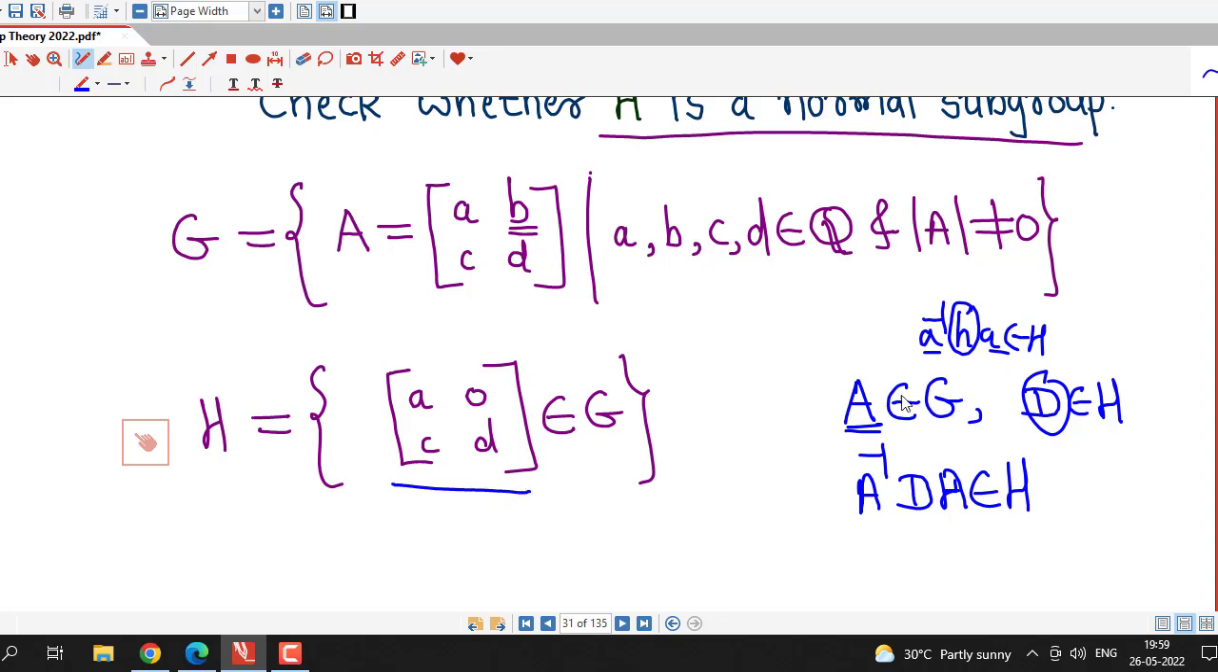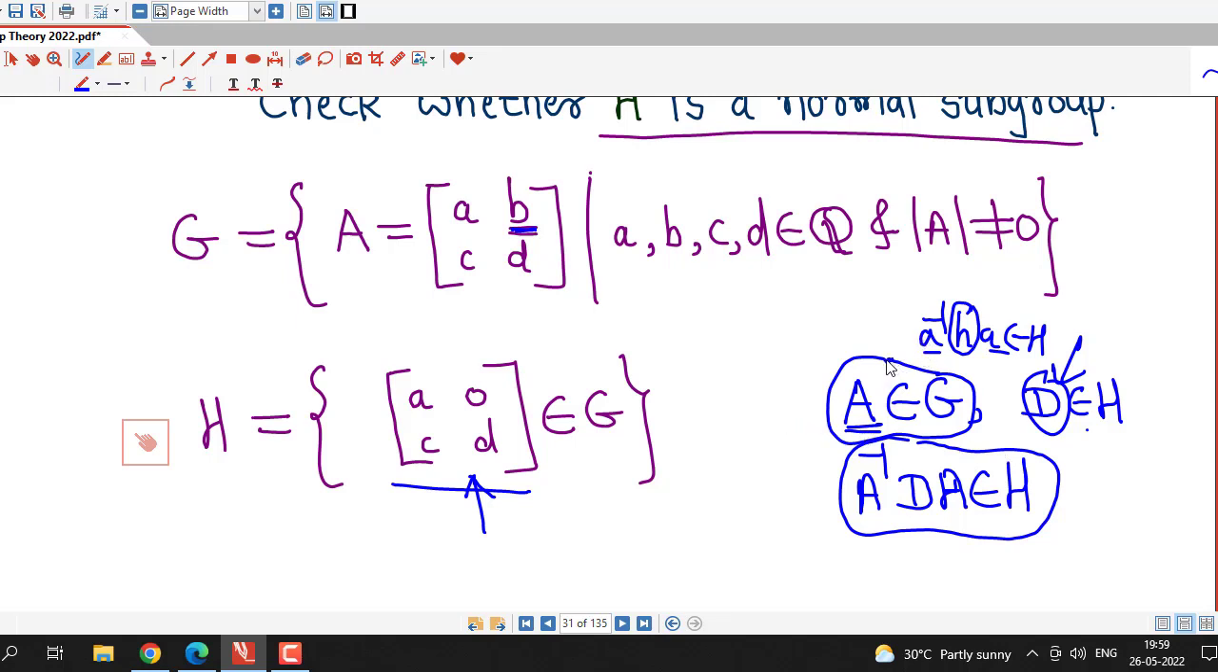So we are taking capital A in group G, which means this upper right entry may be 0 or non-zero. And we are taking this element D in subgroup H, and we are multiplying A inverse, D and A. So we have to think whether this is possible for every element of group G and for every element of subgroup H. If we observe, it seems that this might not be possible.